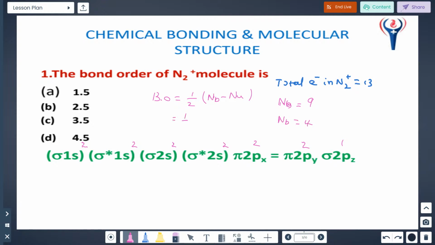So 1 by 2 into 9 minus 4, we have 5 by 2, nothing but 2.5. Are you following? If you know these orbital arrangements, we can easily find out the bond order. The formula you must also know, it is a very easy formula. So B is the correct answer. Okay, next one.